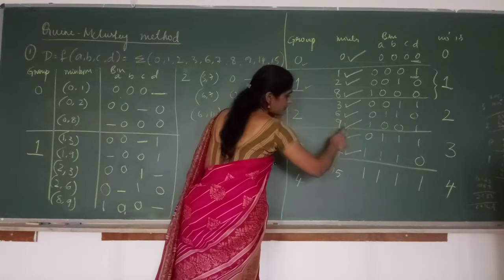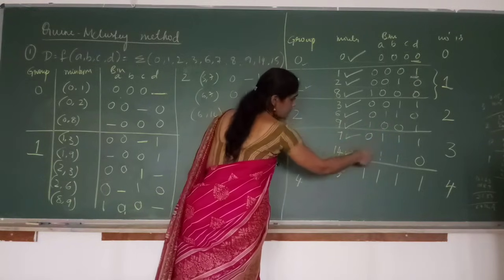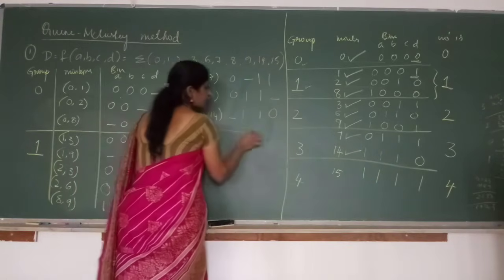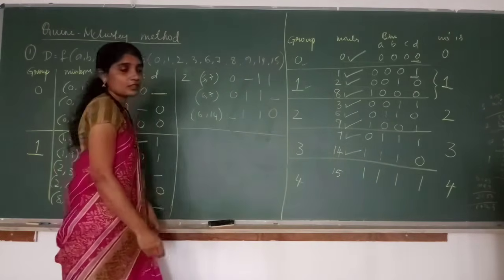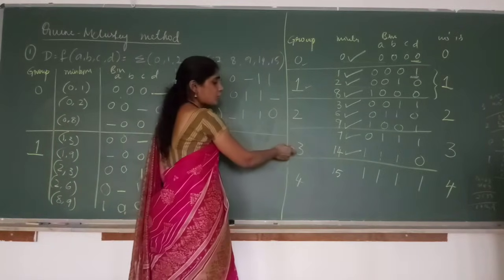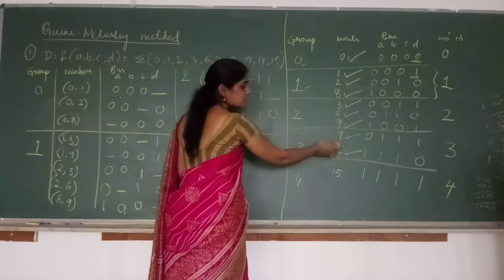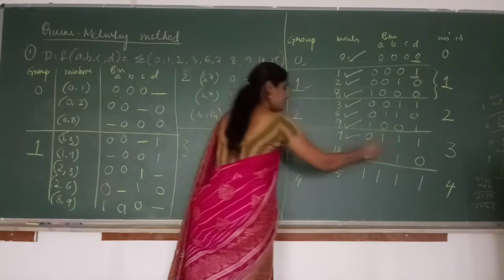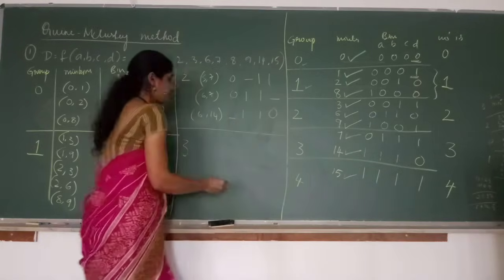Different. No, not possible. 9 with 14. Same. Different. No, not possible. So in group 2 you have only this. What is the next grouping? Compare all the mean terms present in group 3 with 4. Compare 7 with 15. Different? Same, same, same. Yes, I can group 7 and 15.